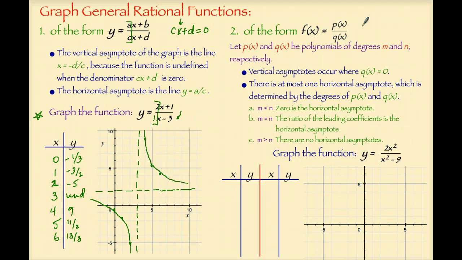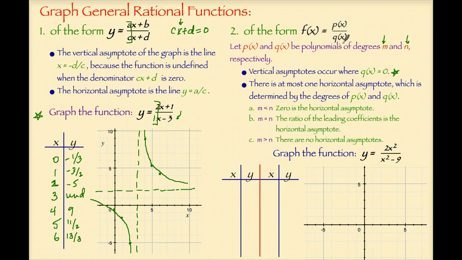All right, now let's move on to the second example. We're going to graph a function of the form p of x over q of x. Of course, that's just the general form of a rational function. But basically now, any degree polynomial over any degree polynomial in the denominator. If p of x and q of x are polynomials with degree m, that's for p of x, and n, that's for q of x, respectively, vertical asymptotes occur where q of x equals 0. That hasn't changed.